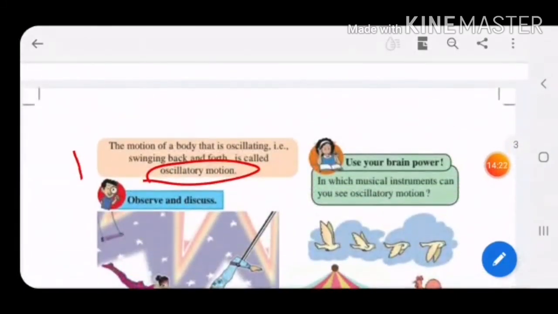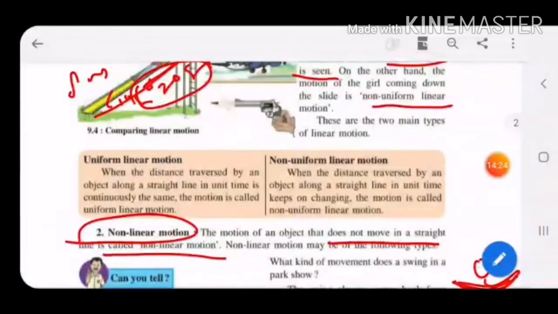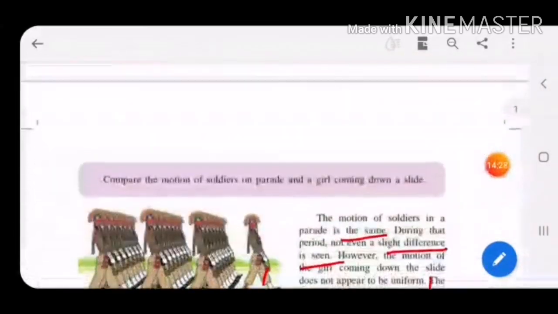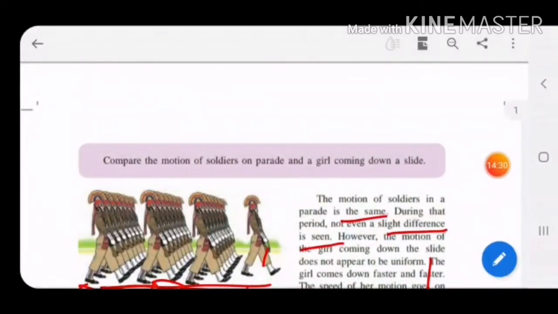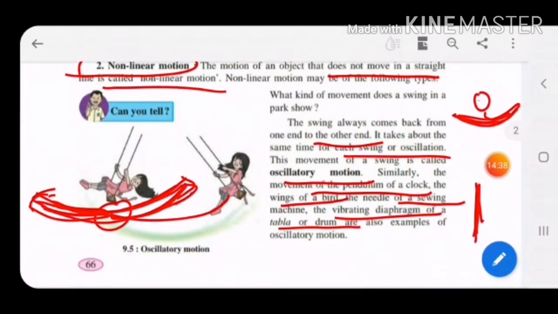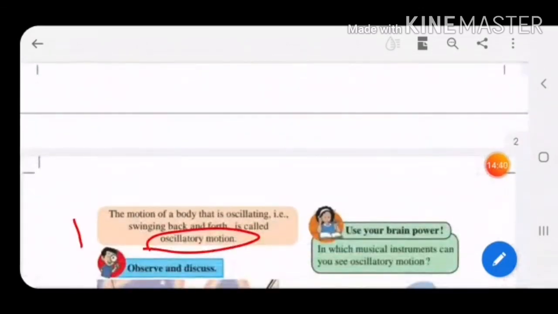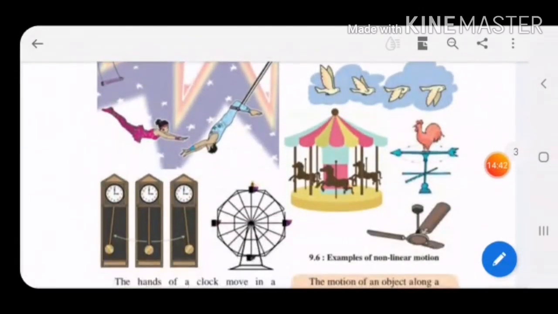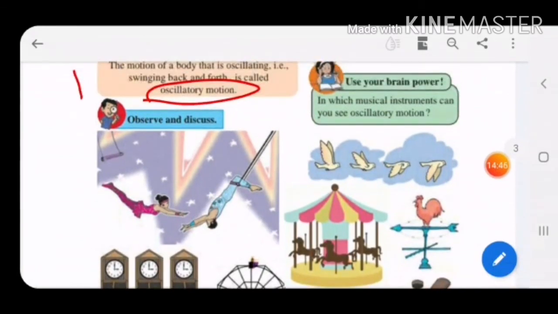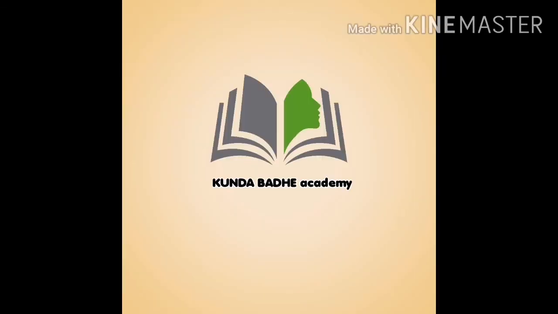So till then revise your lesson till here. We have started with motions. First we have seen what is motion and what are the types of motion. Under that, in linear motion we have seen the types: uniform linear motion and non-uniform linear motion. Second, we have started non-linear motion. Under that we have seen the first motion, oscillatory motion, and its examples. In the next video we are going to see the remaining types of motions. So revise your lesson till here.